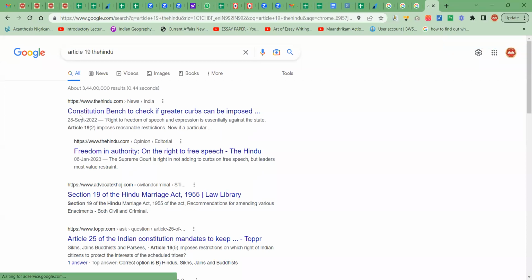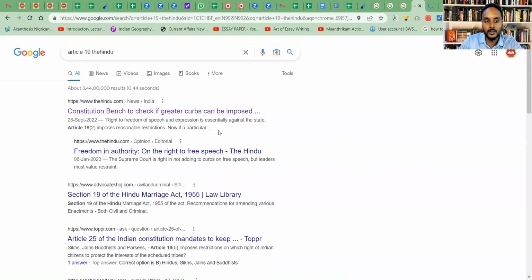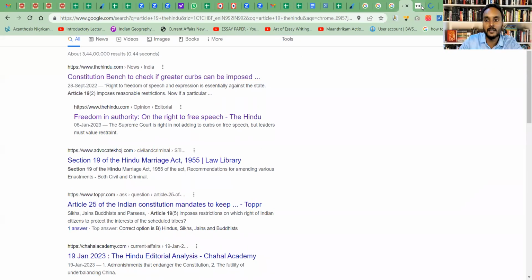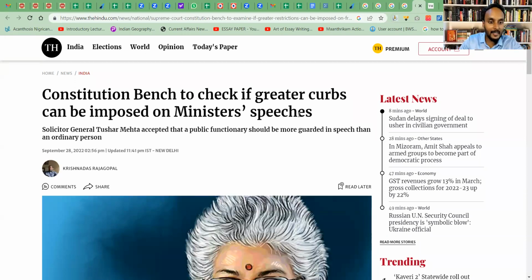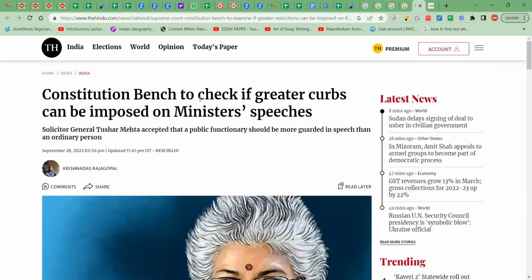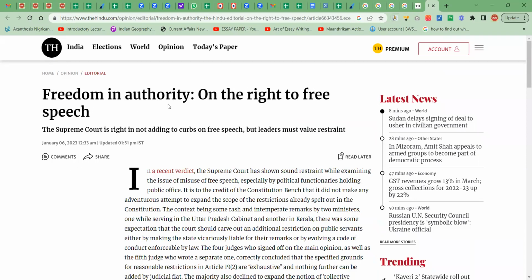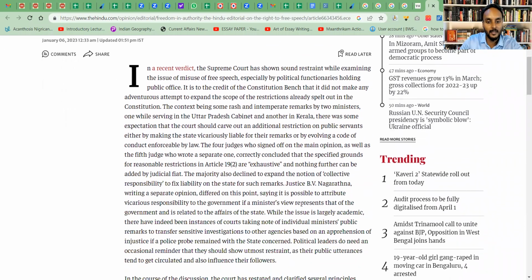For example, Article 19, the Hindu, you will immediately get the perspective. Constitution bench to check if greater curbs can be imposed, and freedom in authority. There is a perspective; these two are in the news. Making sense? To check if greater curbs can be imposed on ministers' speech. So Article 19, Clause 1, Clause 2 is in the news with respect to ministers' speech. And freedom in authority on the right to free speech, again with respect to ministers' speech.